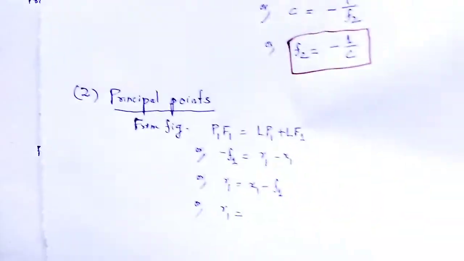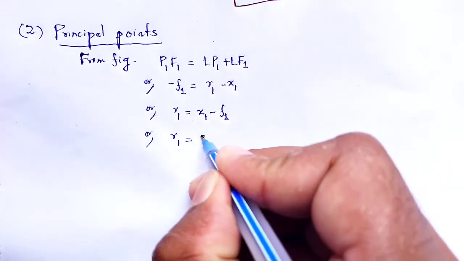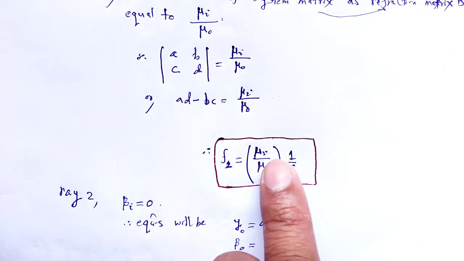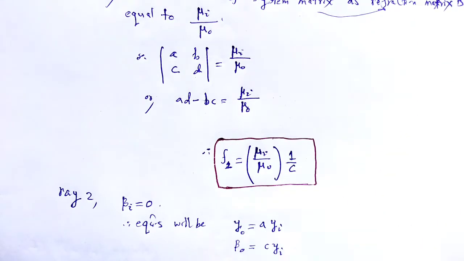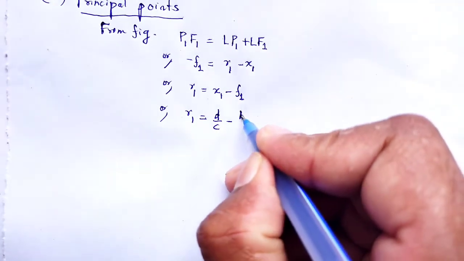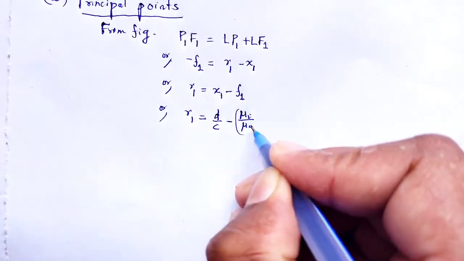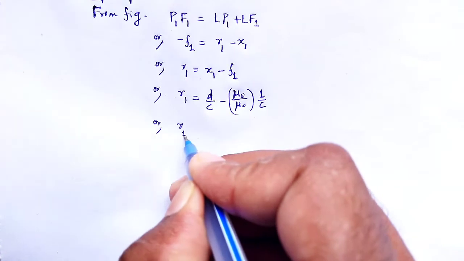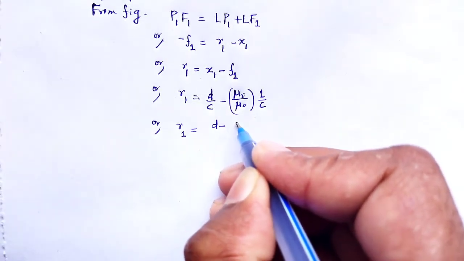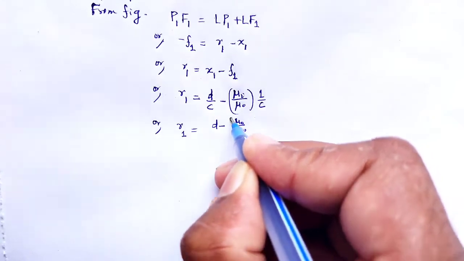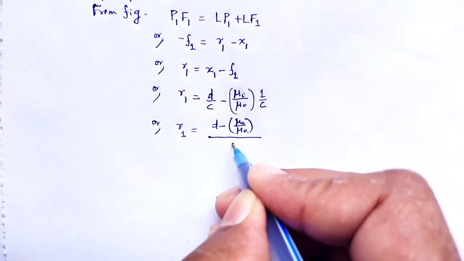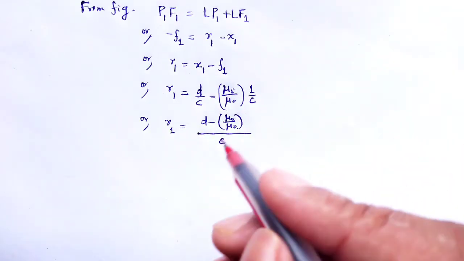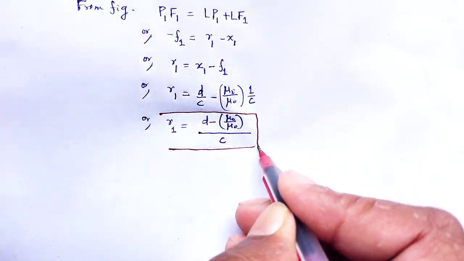X1 is d by C, minus the value of F1, which is mu y divided by mu o into 1 by C. Here, mu y divided by mu o into 1 by C. Now simplifying it, R1 is equal to d minus mu y by mu o, with C as LCM. That is R1 in terms of the system matrix.